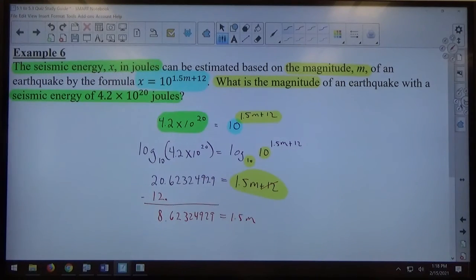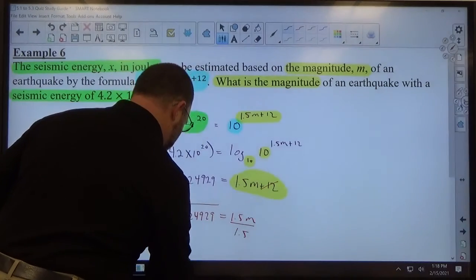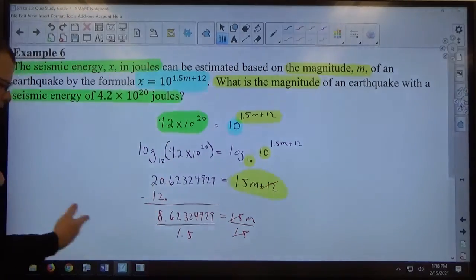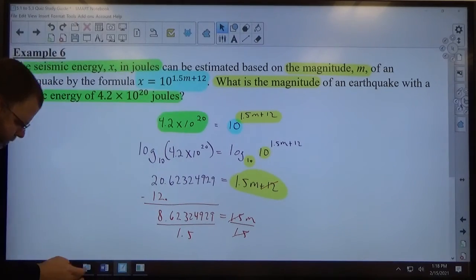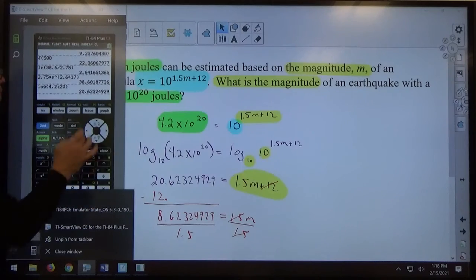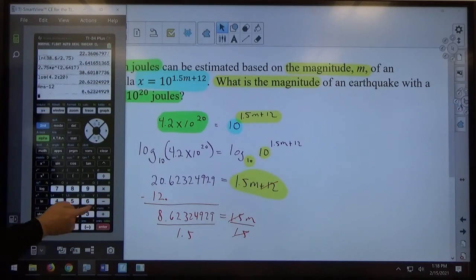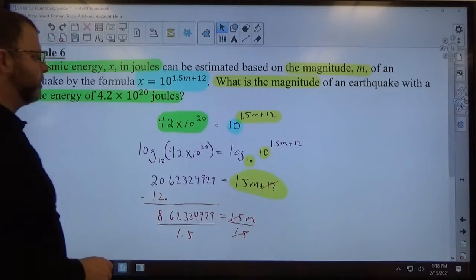Once I get rid of the 12, what do I do next? Divide by 1.5. Again, it's not a pleasant number we're dealing with, but our calculator is going to do most of the calculations for us. So I've got to do that minus 12. There's that. Divide by 1.5 equals, and the magnitude is 5.7.